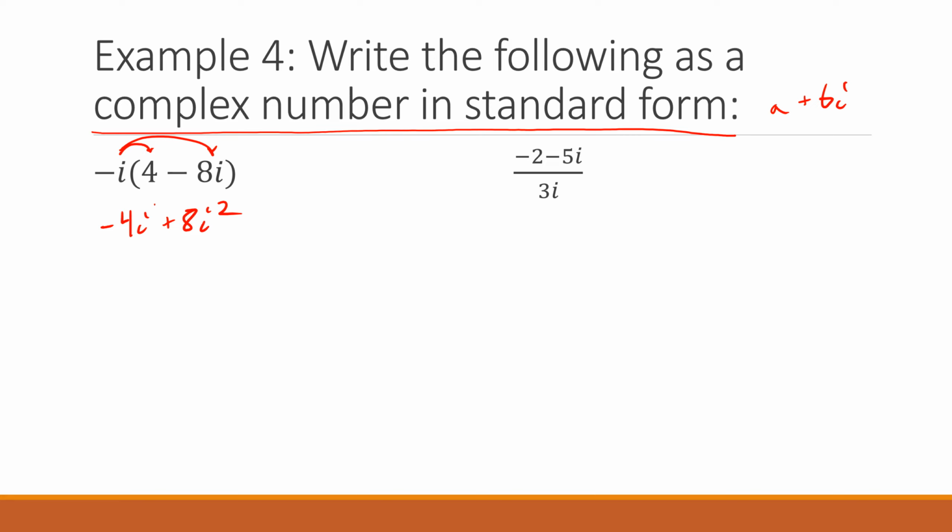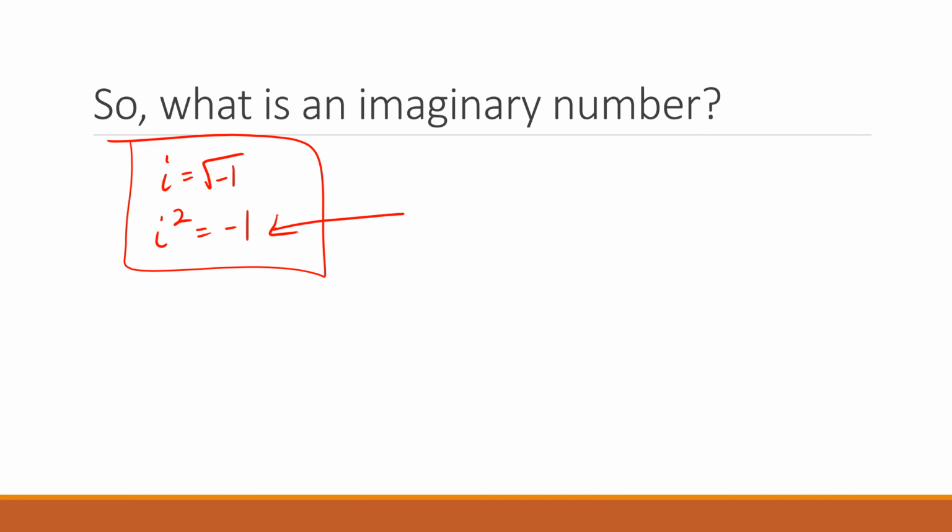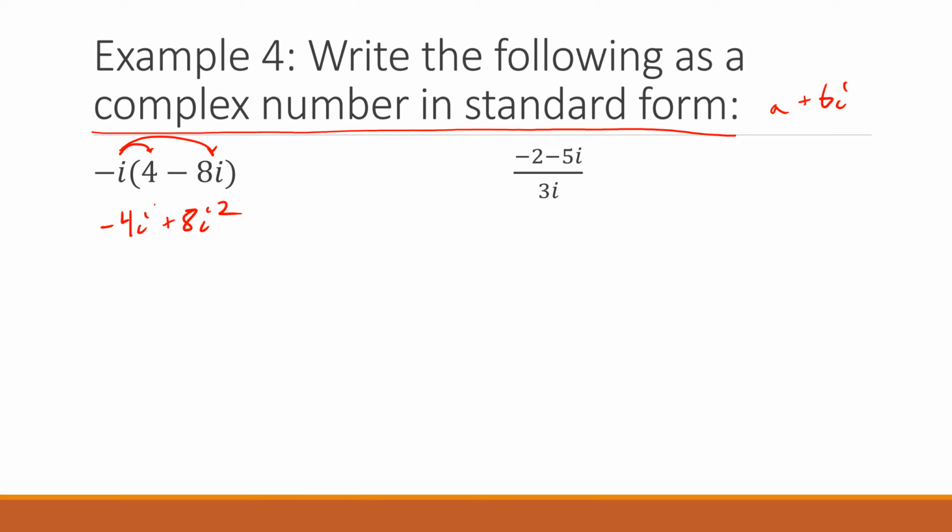Wait a second. I know what i squared equals, right? Remember this slide where I said that i squared was -1? This will come up in a lot of problems. The fact that every time you see an i squared, you could just as easily write -1. So that changes my problem to -4i minus 8 because i squared is -1. 8 times -1 is -8. This is in standard form. Look, just one imaginary part, just one real part. That's in standard form. Let's also do the same thing for over here.